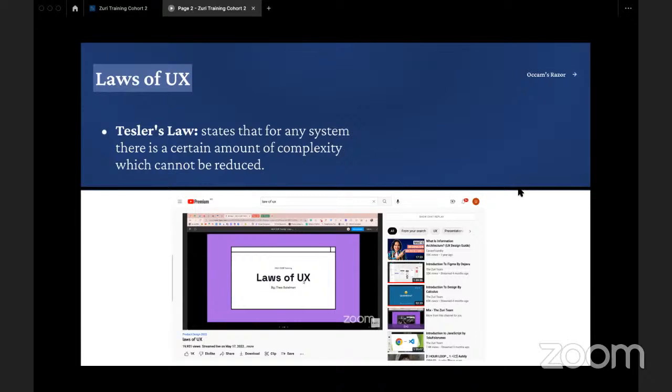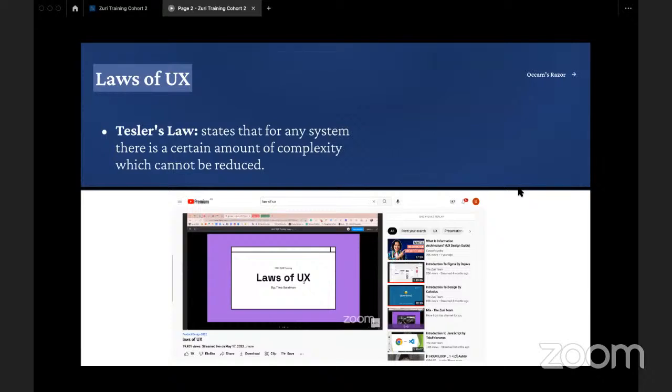Now, look at the pictorial example on my screen. It's on YouTube. Part of this law says there's a certain amount of complexity that cannot be reduced. Look at this screen. I was searching for Laws of UX, I clicked on a particular video I want to watch, and I started watching it. But now you might ask, what about the videos on the right-hand side? Is it not too much? Can't it just show me the main video I'm currently watching? I don't need to see the other ones.